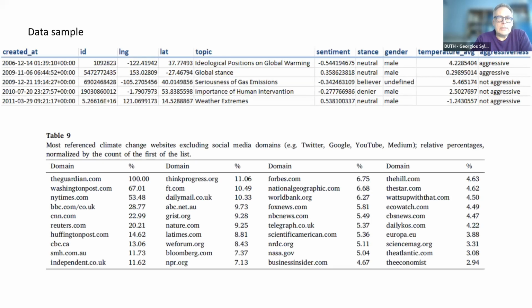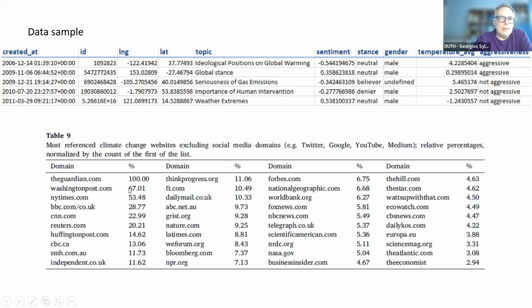So you see here a sample of the database that we created. For example, on the left-hand side, you see the time, the date, the identification number, the longitude, latitude, the topic discussed, the sentiment score, the stance, whether it's neutral, believer, or denier, the gender, and then the temperature, the deviation of the temperature, and whether this tweet was aggressive or not.